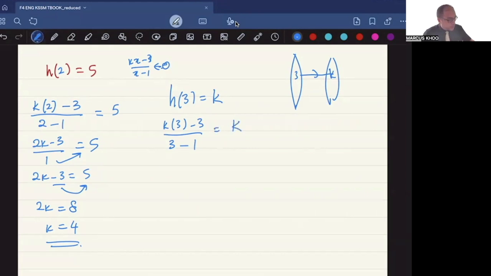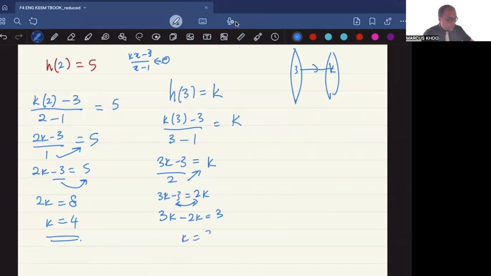So you'll get (3k minus 3) over 2 equals k. Bring the 2 up. 3k minus 3 equals 2k. I'm going to switch this around. So 3k minus 2k equals 3. 3k minus 2k will give you k. k will be equal to 3.